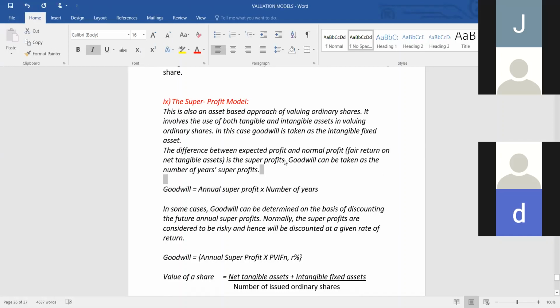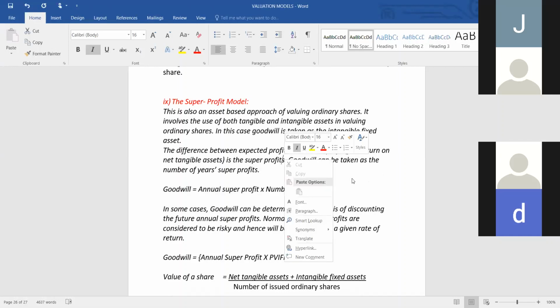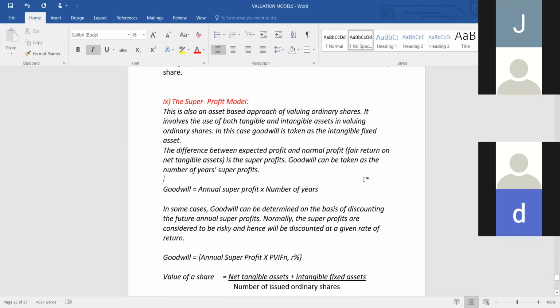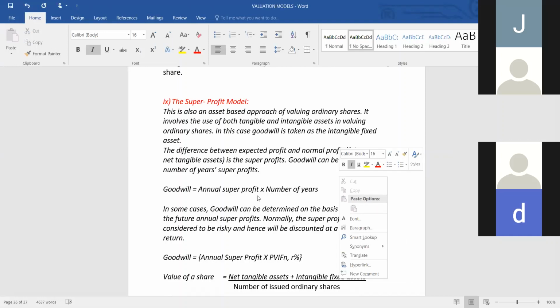Expected and normal. I think here the assumption is that if for some time a company earns abnormal profits, where the expected earnings are much higher than the normal profit, then a firm will earn super profits. You can work out goodwill using this formula here: annual super profit times number of years.